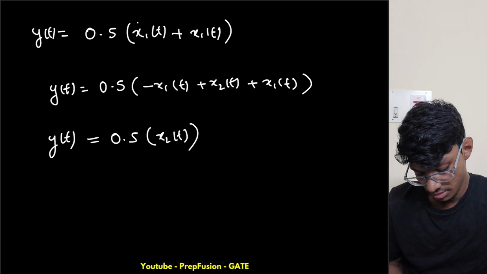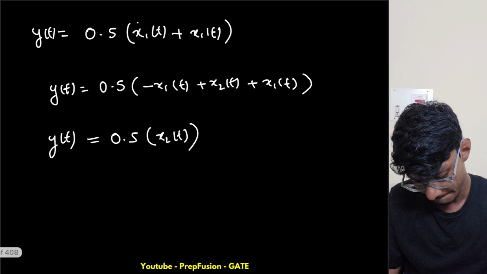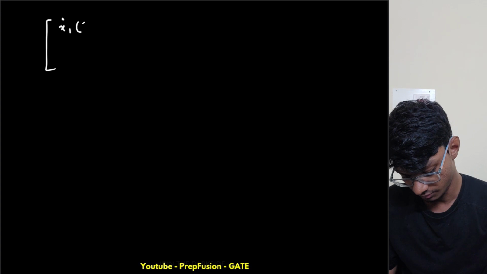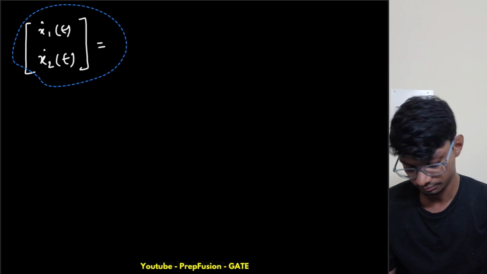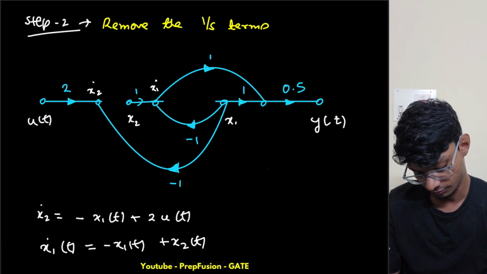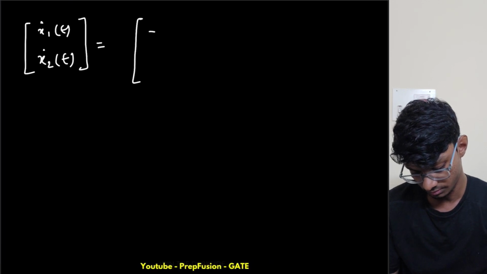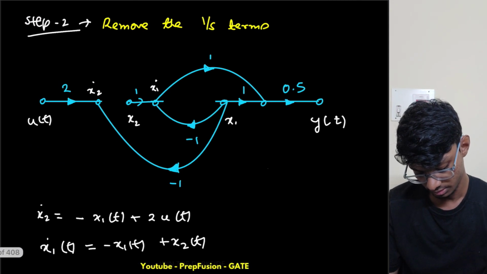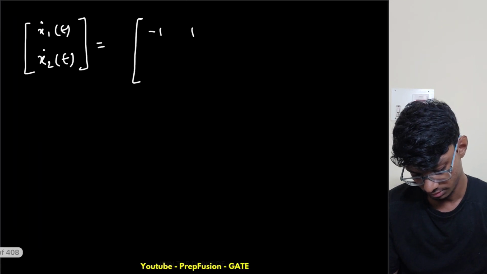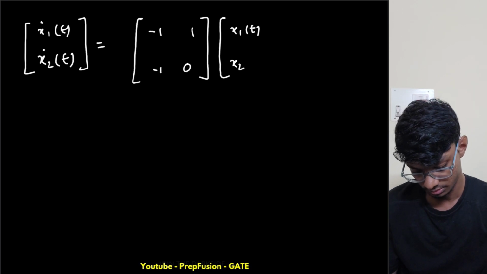Now let's write the state space equation. x1 dot of t and x2 dot of t. What is my A equal to? My A is minus 1, 1, and minus 1, 0, multiplied by x1 of t and x2 of t.